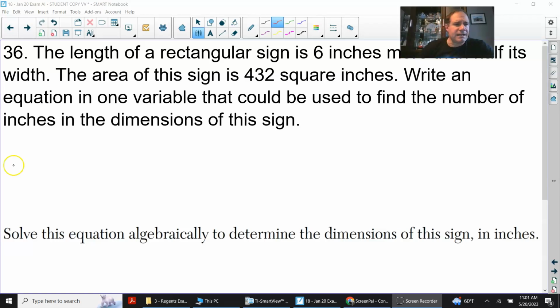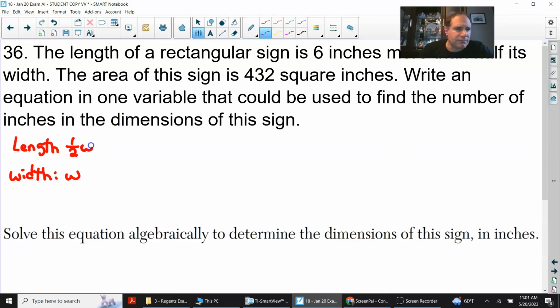So the first thing that I did here is to just put the length down and the width. The width is my W. The length is 6 inches more than half the width. So a half W, 6 inches more. So that means it's plus 6. So that is what we're looking at.